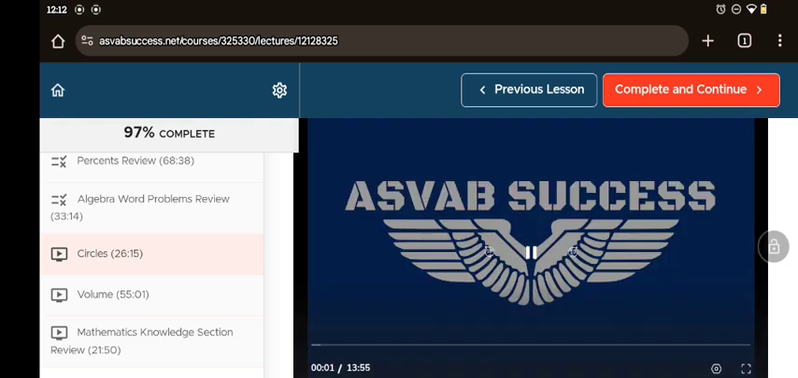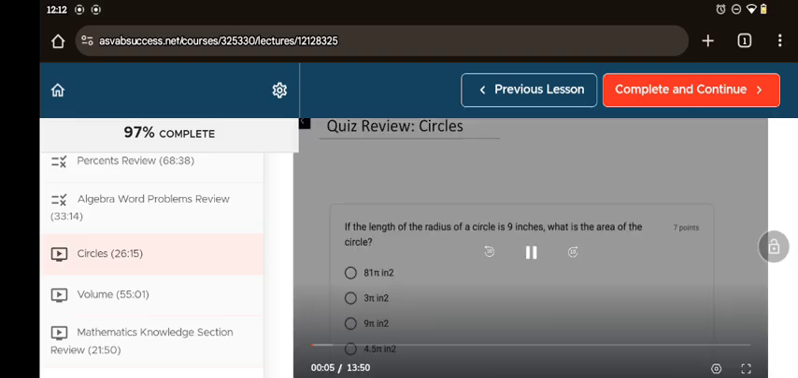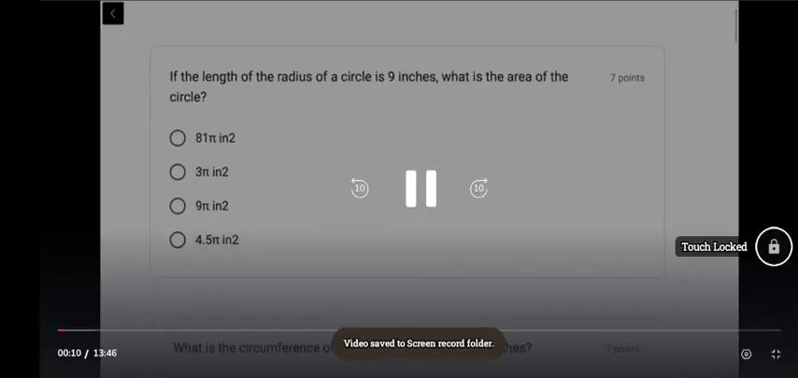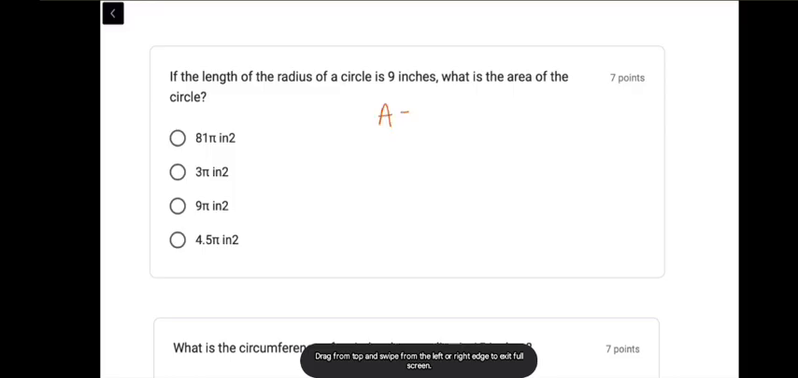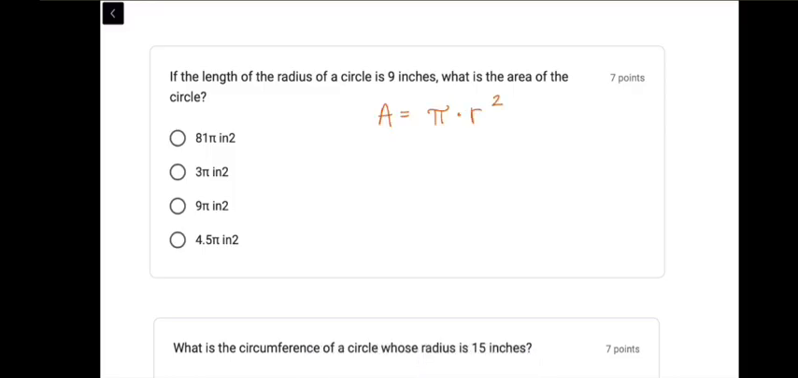I'm left with 81. Okay, so let's take a look at the questions from the circles lesson. So let's start with the first one. It says, if the length of the radius of a circle is 9 inches, what is the area of the circle? When you're calculating the area of a circle, the formula is area is equal to pi times radius to the second power. So since they told me that the radius is equal to 9 inches, I'm going to go ahead and plug that in here.